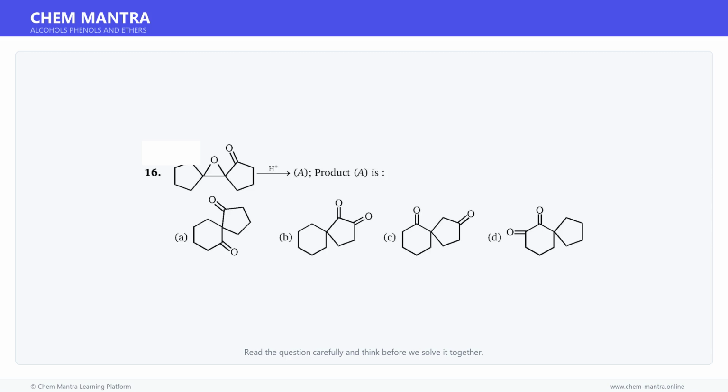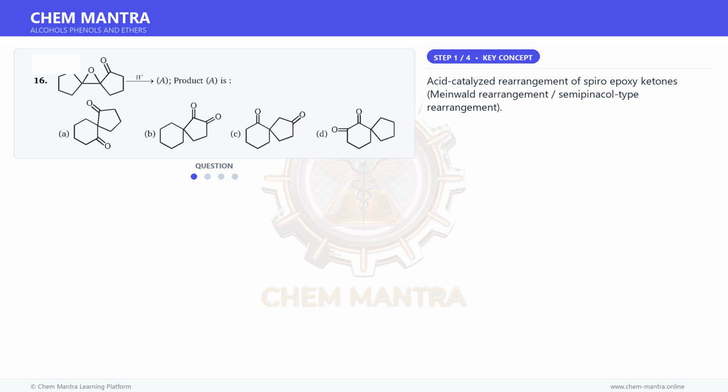Here is a question. Read it carefully and think about the answer. Let us solve it step by step. Let us first understand the key concept here. Acid-catalyzed rearrangement of spiro-epoxy ketones, mainly a Wagner-Meerwein or semipinacol type rearrangement.